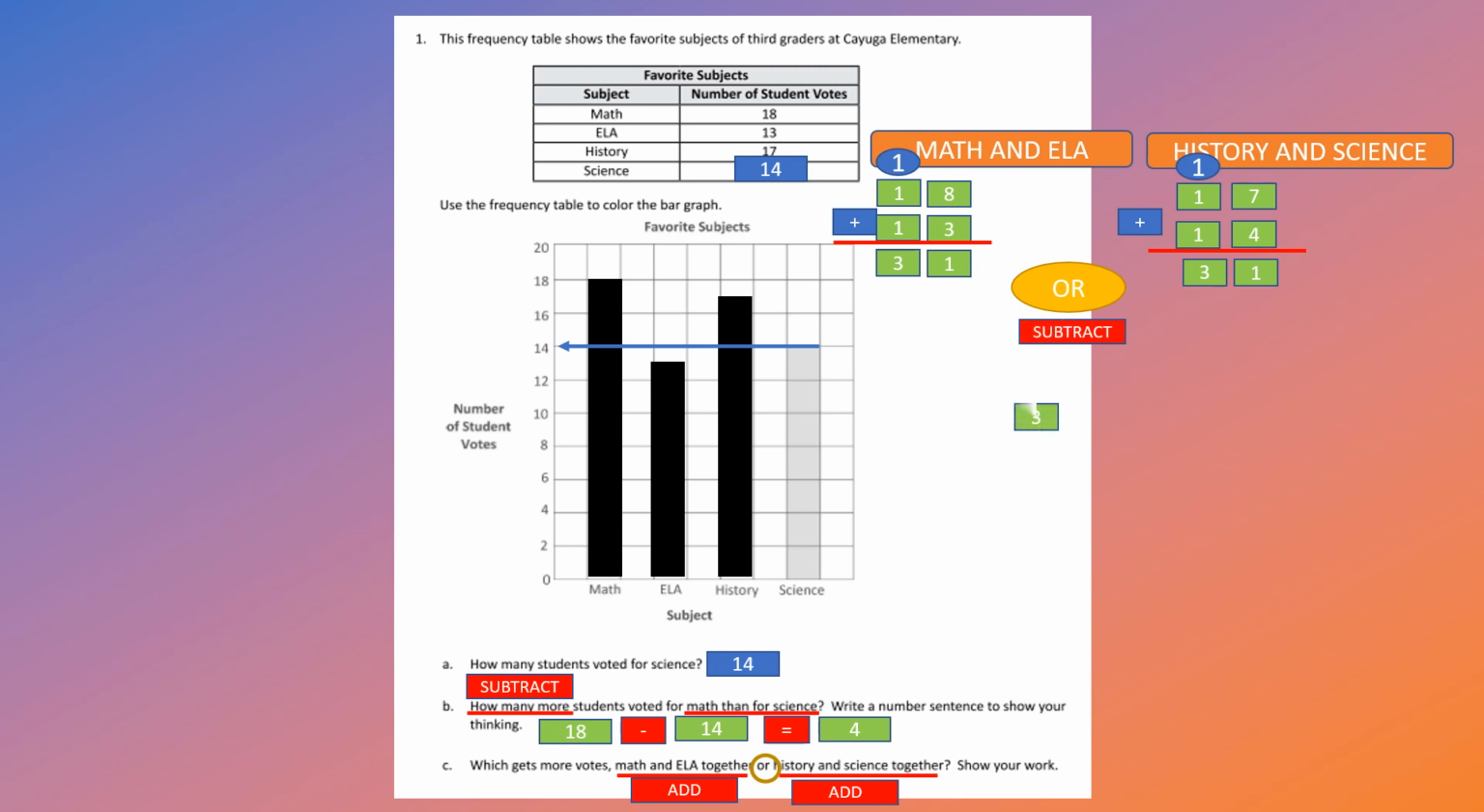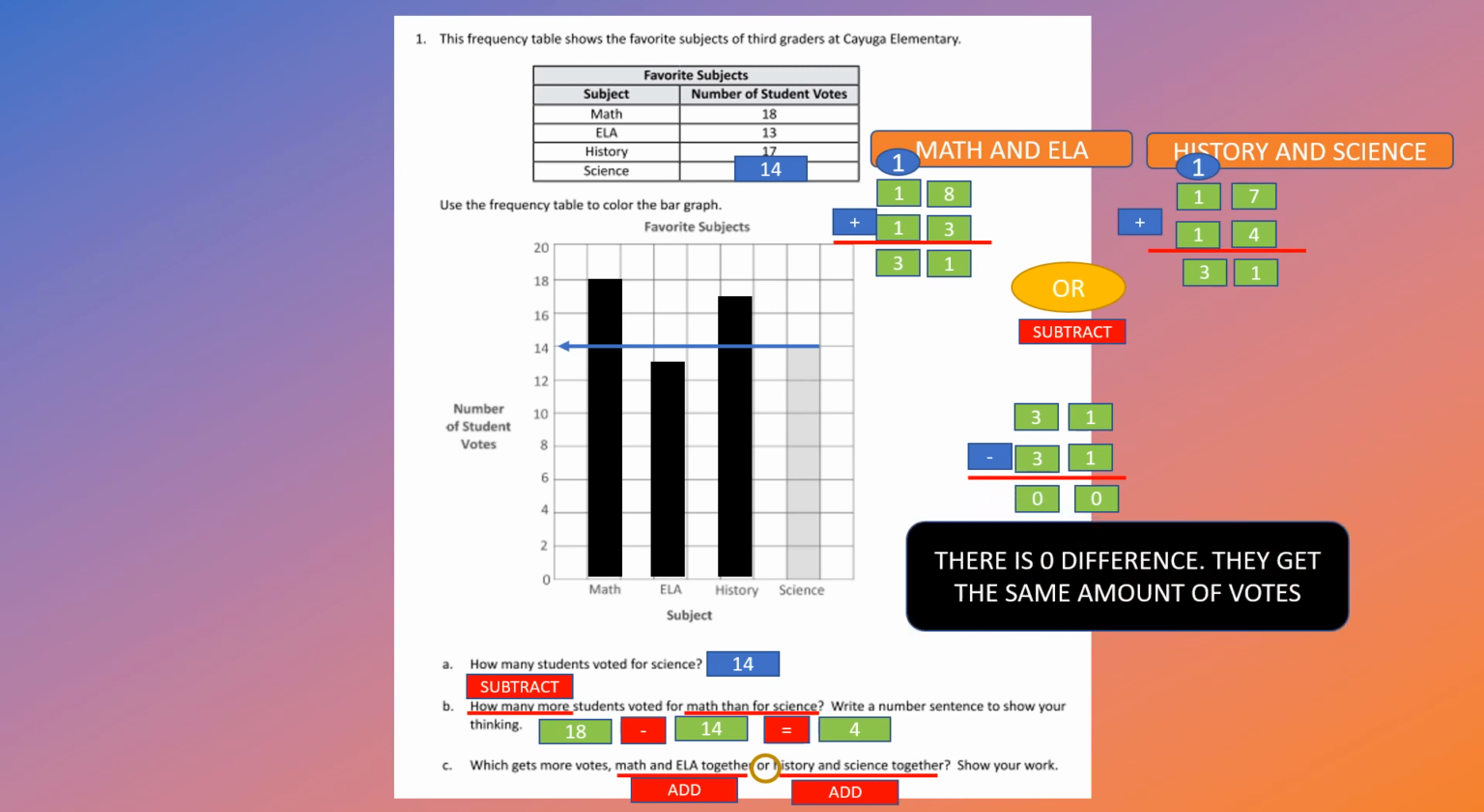31 minus 31, right? So I have 31 minus 31. Now, of course, 31 minus 31 is what? Zero. There's no difference. The numbers are the exact same. So which gets more votes? There's zero difference. They get the same amount of votes. There is no difference. 31 and 31, those numbers are the exact same.